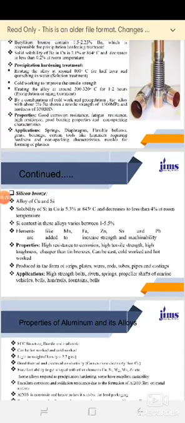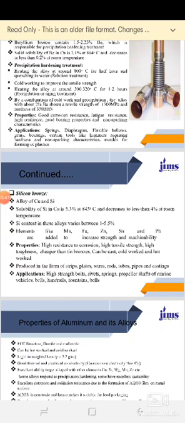Next is silicon bronze. It is an alloy of copper and silicon. Solubility of Si in Cu is 5.3% at 845 degrees centigrade and decreases to less than 4% at room temperature. Si content in this alloy varies from 1 to 5.5%. Elements like magnesium, Mn, Fe, zinc, Sn and Pb are added to increase strength and machinability.